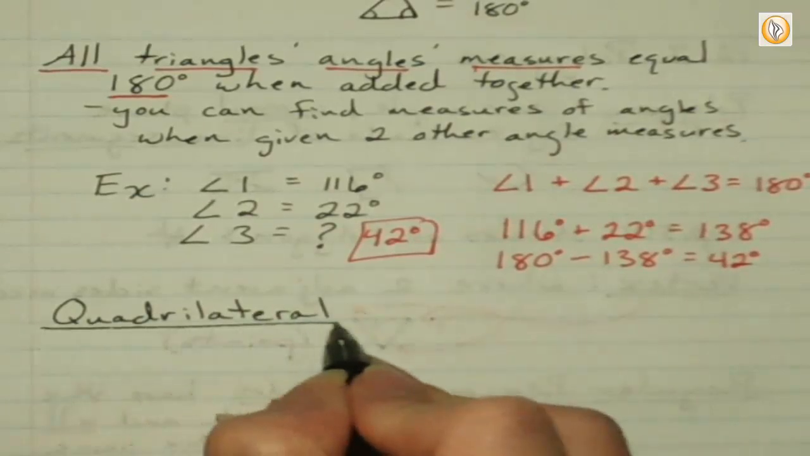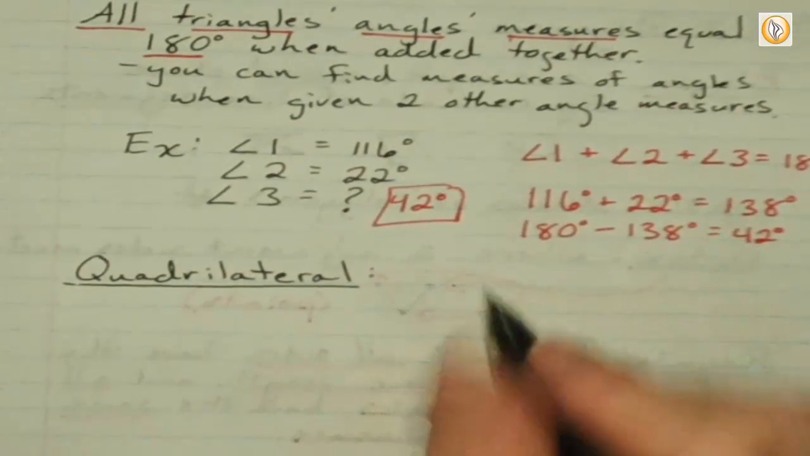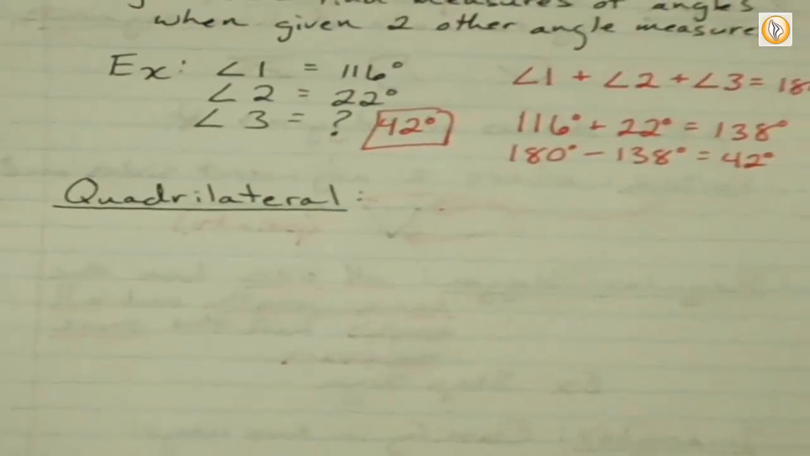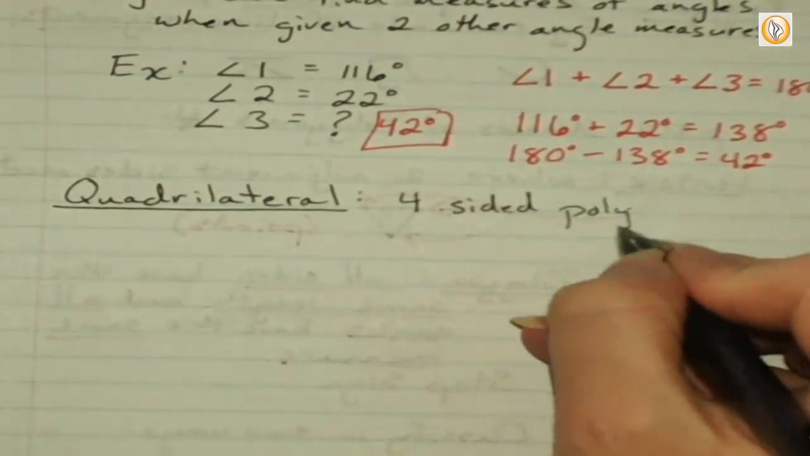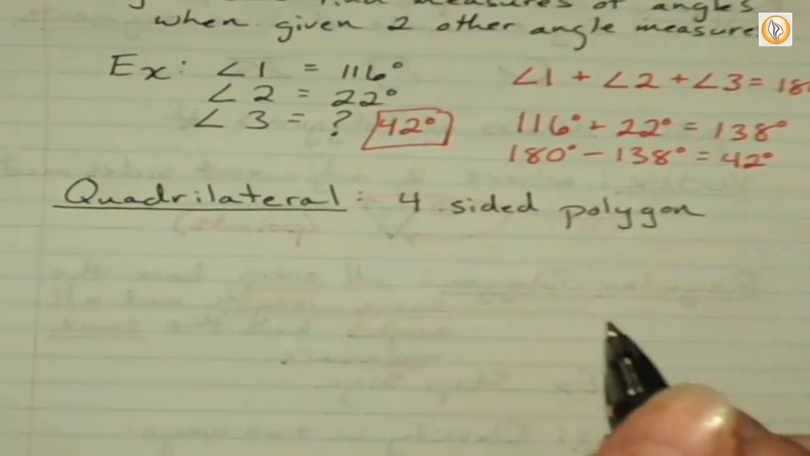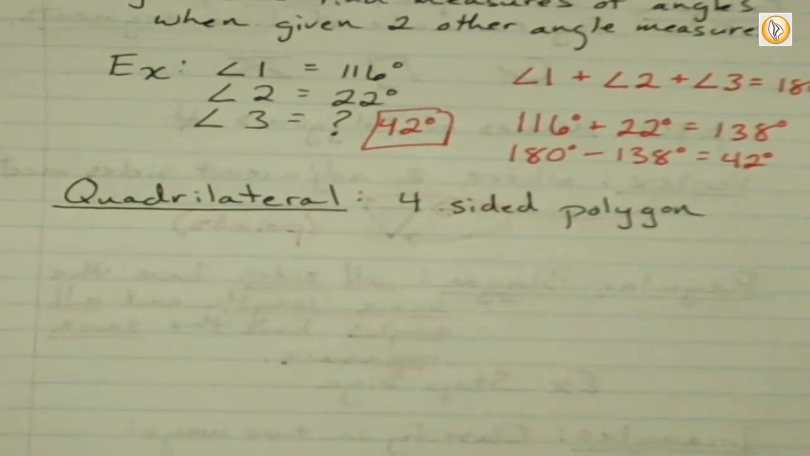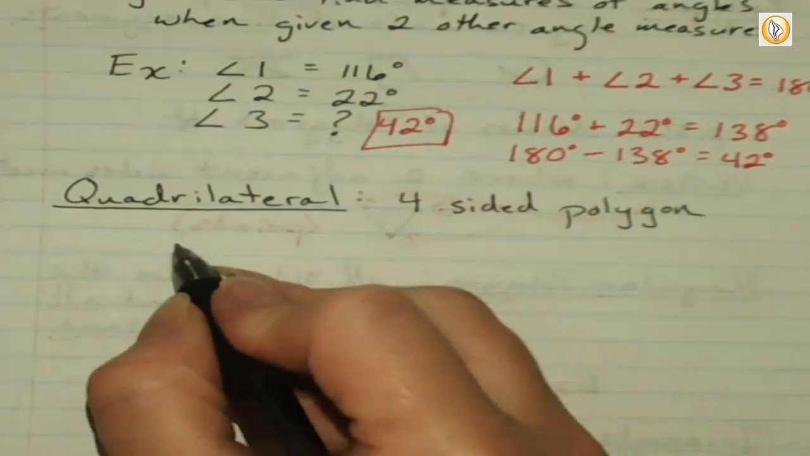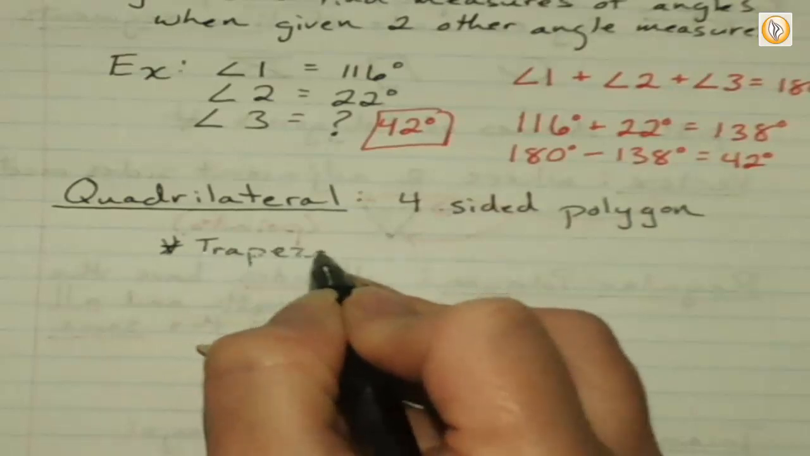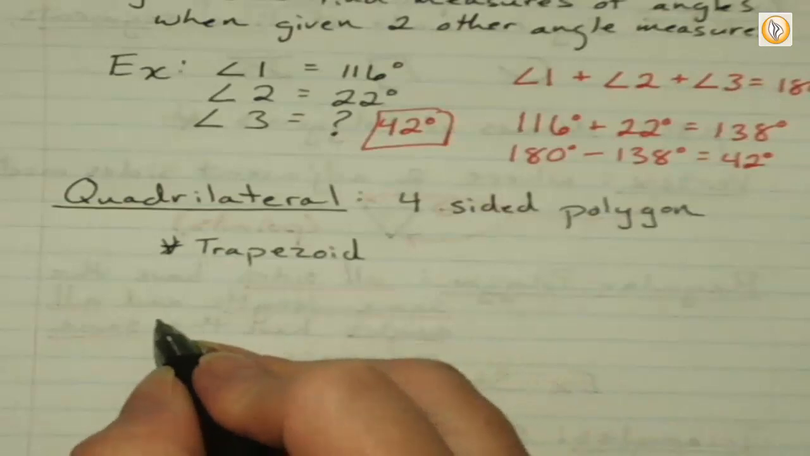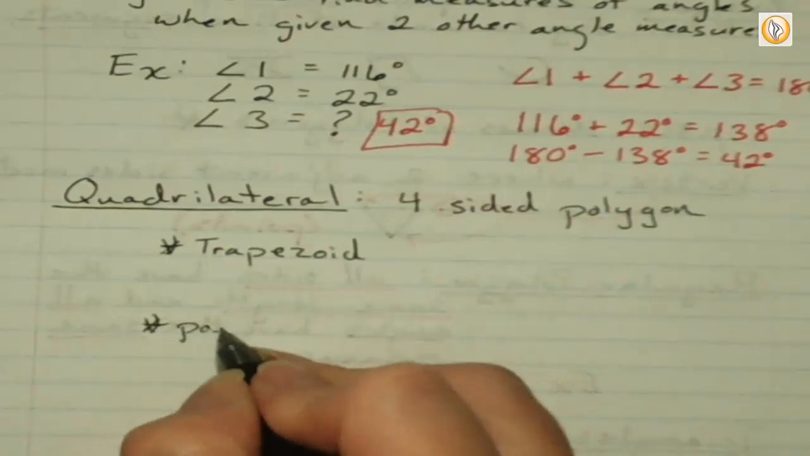Quadrilateral. A quadrilateral is a four-sided polygon. Hence the word quad. That's right. Very good. There are two types of quadrilaterals. One type is called a trapezoid. The other one is called a parallelogram.